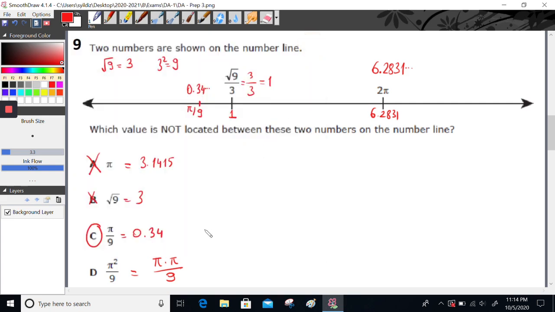This is 1.09. And 1.09 is so close to 1, but greater than 1. That means this is going to be between 1 and 6.2831, which is between 1 and 2 pi. So the answer is going to be C for this question.